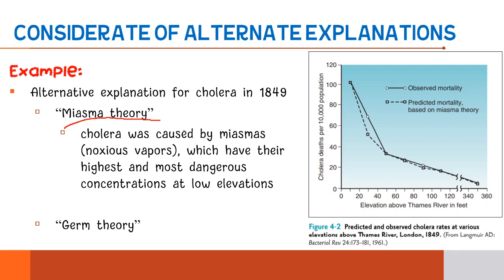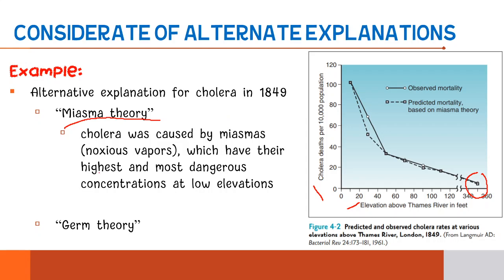You can actually see this in the graph: elevation and cholera deaths. The more the elevation increases, the fewer cholera deaths occurred. Now, with regards to this, we cannot cancel out the miasma theory during that time, since we had no means yet to discover the real cause of cholera in 1849. So the miasma theory was accepted.